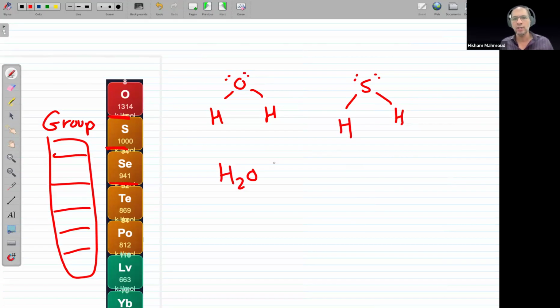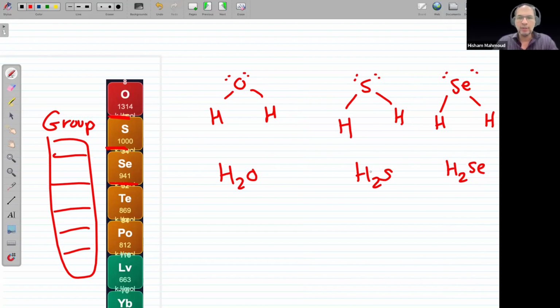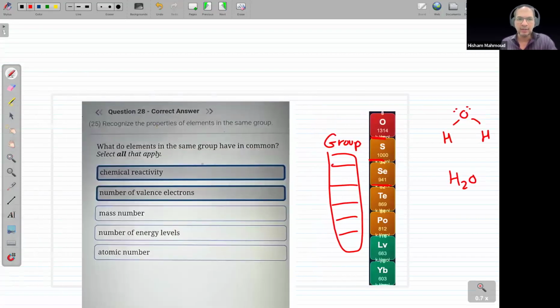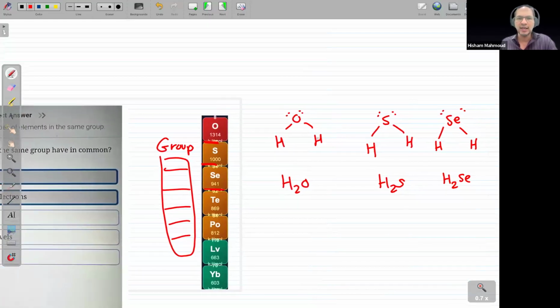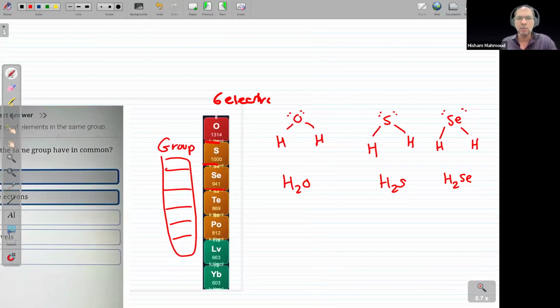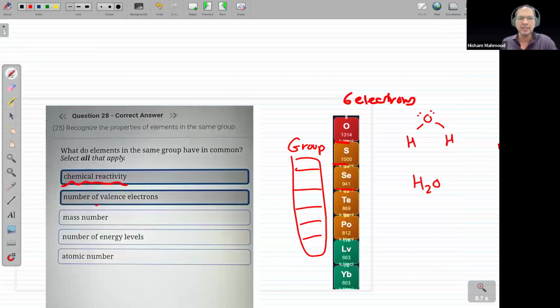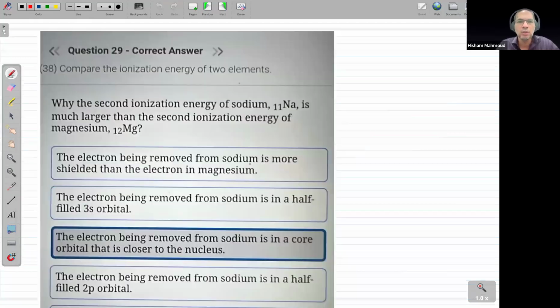So H2O, H2S, the selenium. It's very nice. So they are all reacting in the same way, even making the same compound, H2Se. So all elements in the same group react. They have the same chemical reactivity, and they all contain 6 electrons in their outermost shell. So the number of valence electrons is the same as long as you are in the same group.